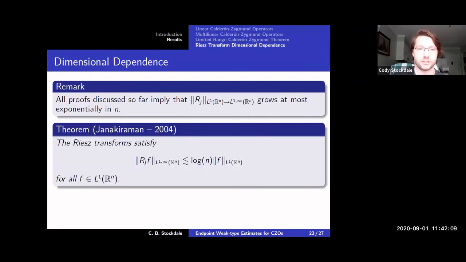In 2004, John Ackerman proved that the weak L1 norm is going to grow at most logarithmically in n. So there's going to be some absolute constant here. Now the squiggle says it's just going to be some absolute constant. And the way that it's going to depend on n is with a logarithm.